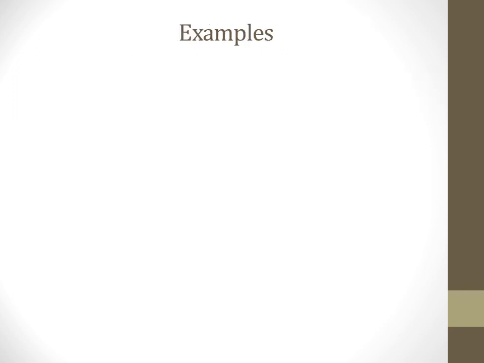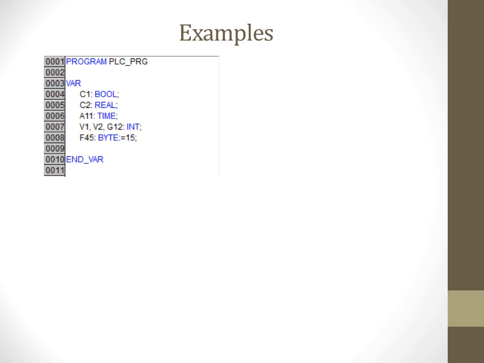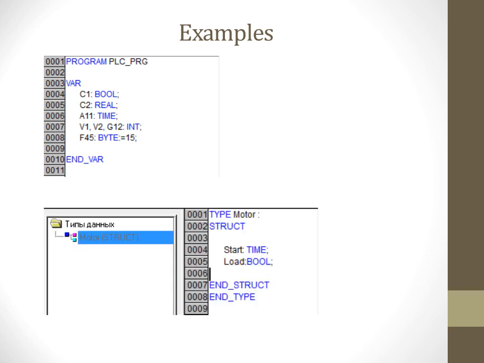On this slide we can see the realization of elementary data types and user-defined data types in the CoDeSys programming package for PLCs. In the first picture we can see the elementary data types with different data types, and in the second picture we can see how we can create a new data type that we called motor.